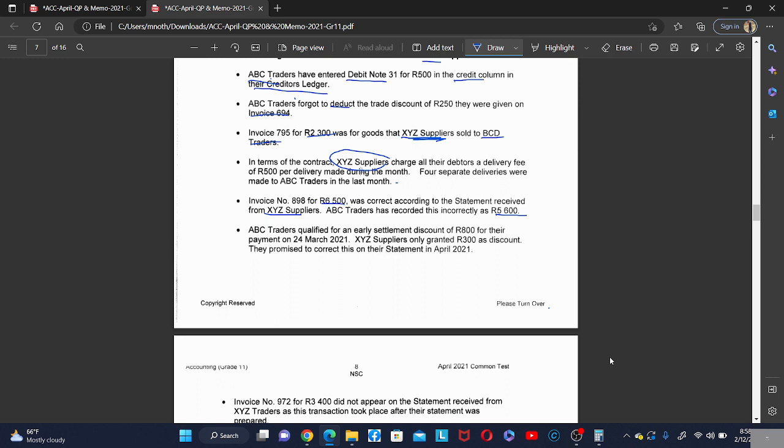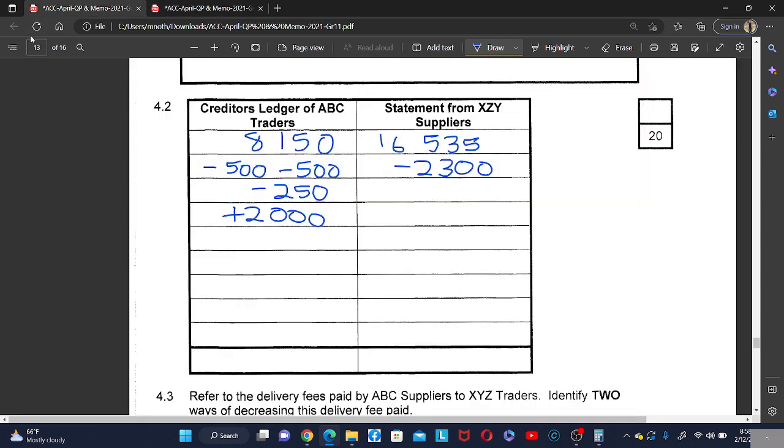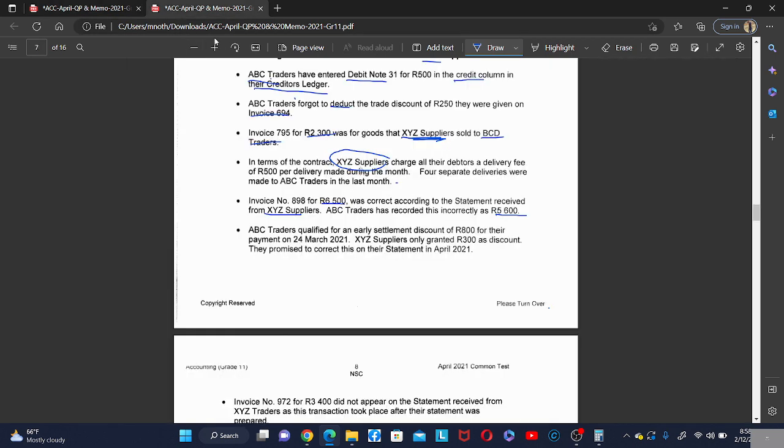Remember, if we are buying the goods on credit, the creditors ledger has to increase. The invoice means we bought the goods on credit, so the creditors ledger is supposed to increase because we recorded the goods at a lesser price. They were supposed to be 6,500.